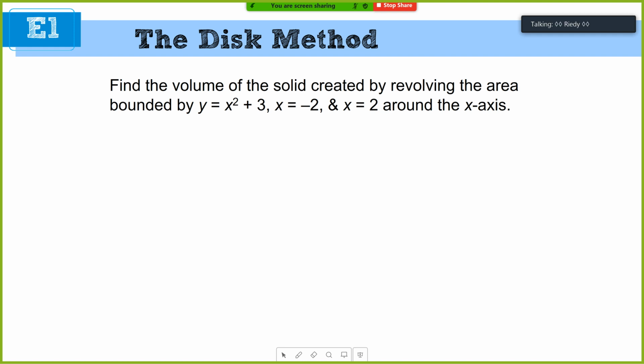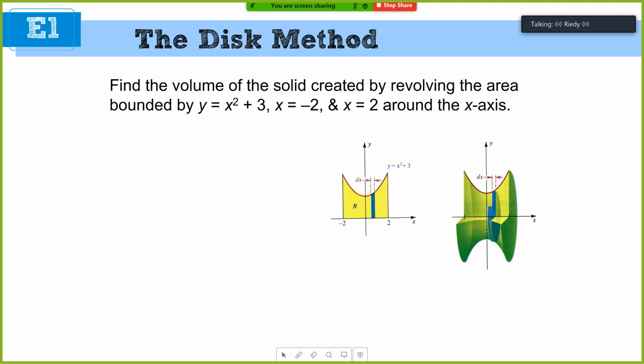Pictures can help quite a bit. Spend the time to draw a nice picture, and it will make the visualization a little bit easier. Okay, so here's what we're going to do. I've got some parabola, x squared plus 3. It's red in that picture. And I'm going to go from -2 to 2. You're not going to have to visualize what these shapes look like. I just happen to have a picture of what it looks like when you spin it. You get that. I want to find the volume of that green shape.